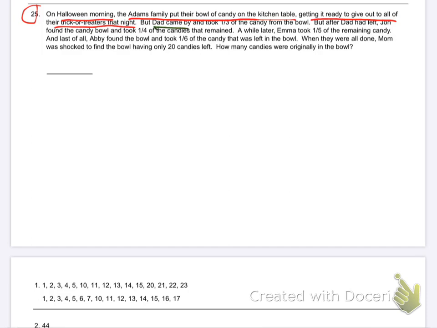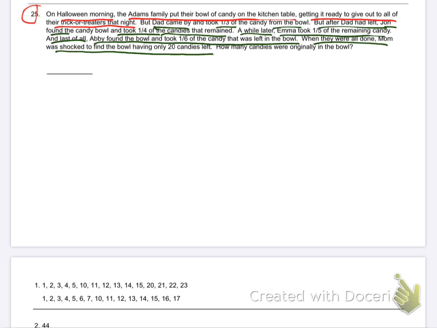Dad came by and took 1/3 of the candies from the bowl. And after Dad left, John found the candy bowl and took 1/4 of the candies that remained. A while later, Emma took 1/5 of the remaining candy. And last of all, Abby found the bowl and took 1/6 of the candy that was left in the bowl. When they were all done, Mom was shocked to find the bowl having only 20 candies left. How many candies were originally in the bowl?